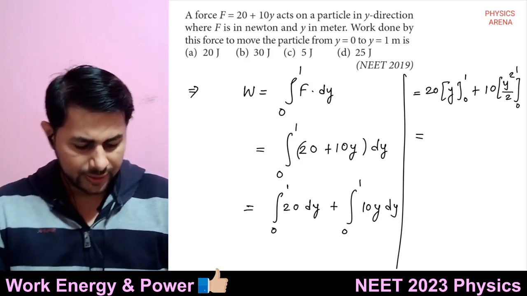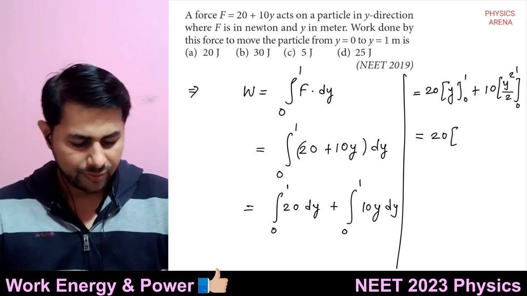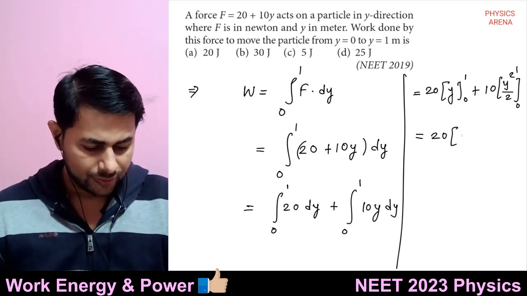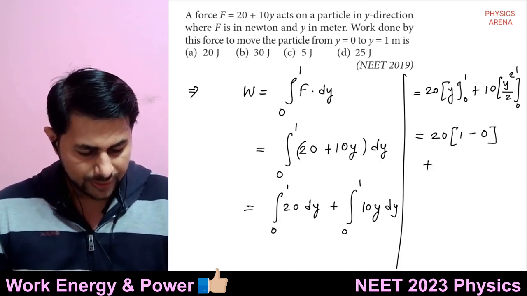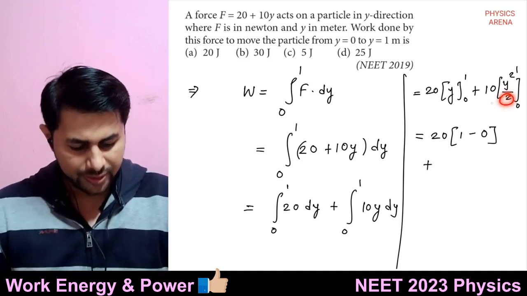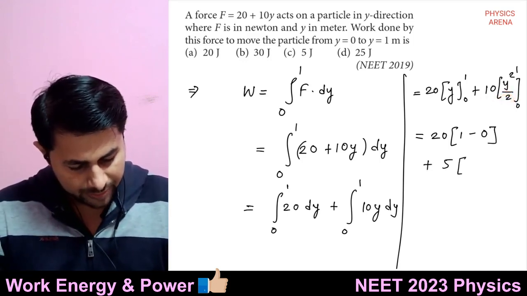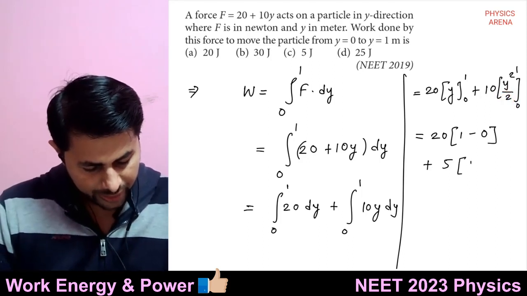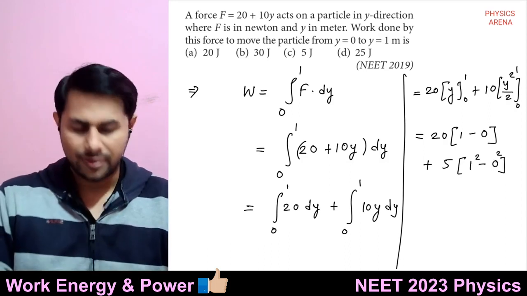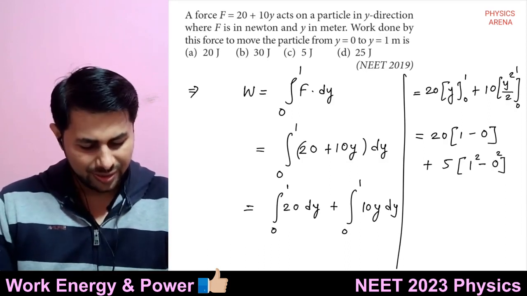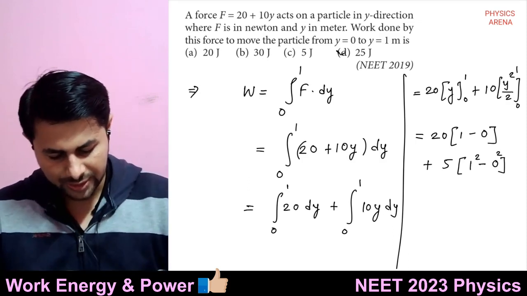So how much is this? Substitute the upper and lower limits. So 20 times y. Okay, y only. So when y is equal to 1 minus y equals 0. Plus, you can divide by this 2. So it is 10 by 2, 5. So 5 multiplied by y square is 1 minus what? 0. 1 square minus 0 square. Okay, or 1 minus 0 again. So how much is the answer? 20 plus 5. 25 joules is the answer.